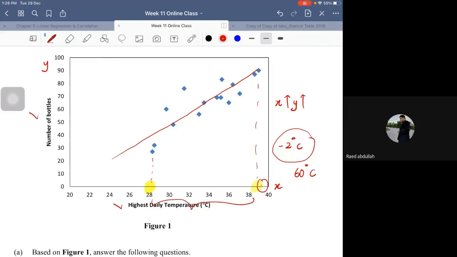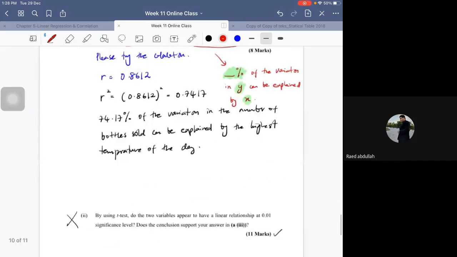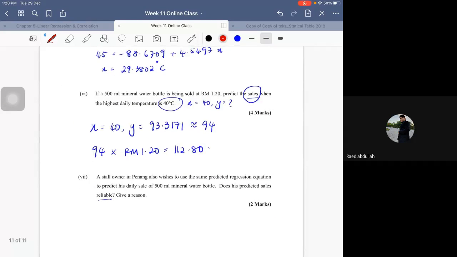Whatever sample is taken in Pahang can only be used in Pahang. So the model cannot be implemented somewhere else, which is Penang in this case. That is the answer to our question. Are his predicted sales reliable? No, because we have a different population.